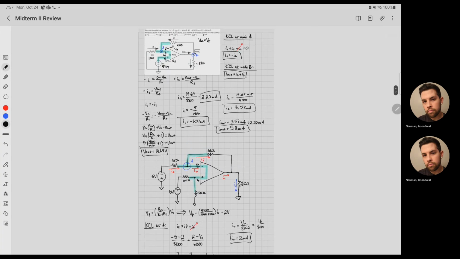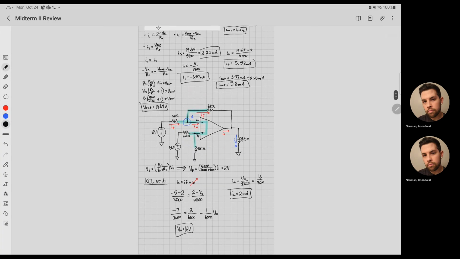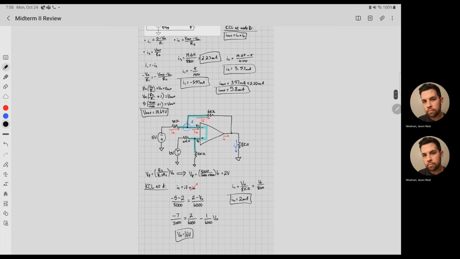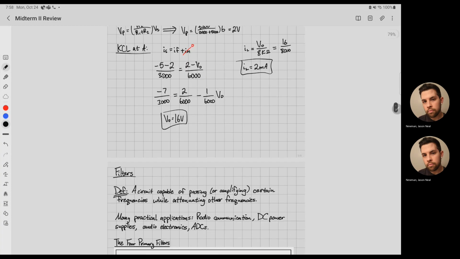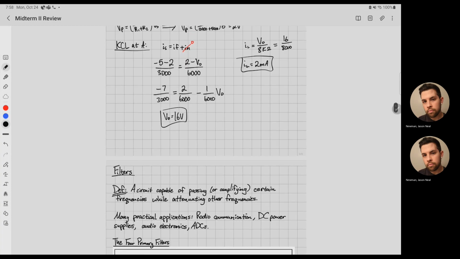Okay, so those are two quick little problems for op amps. And by the way, I'm going to upload this like I did last time on the IEEE tutoring Discord, so you don't have to worry about that. I will upload this so you guys can see it. So let's move on to filters real quick.